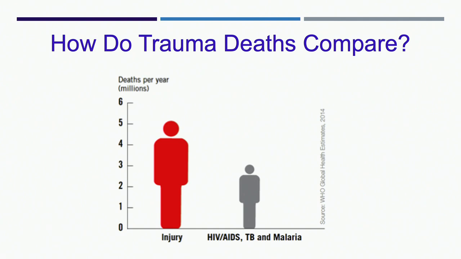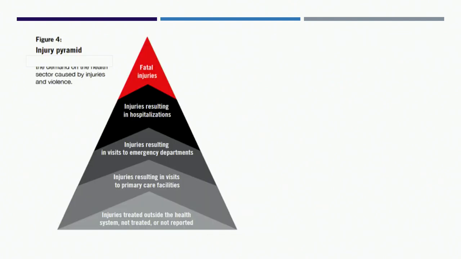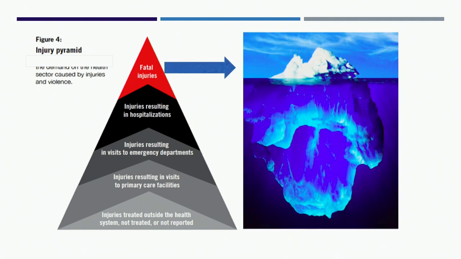There are a lot of variations on figures like this, but the commonly quoted statistic is that injury causes more deaths than malaria, TB, and HIV/AIDS combined. And it's really the tip of the iceberg. It's very easy to measure road traffic fatalities as a statistic. It's a lot harder to measure orthopedic disability, which may make it to a hospital, may not make it to a hospital. So it's the tip of the iceberg, so to speak, to be talking about mortality only.